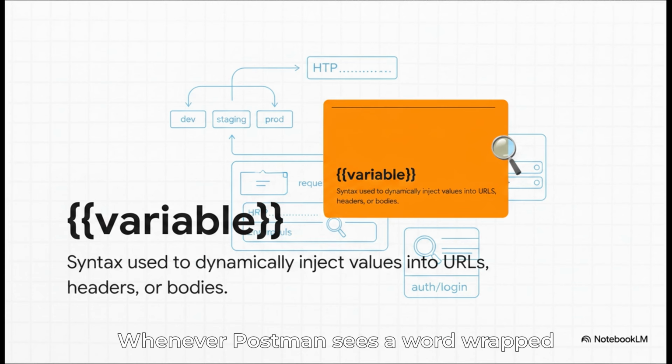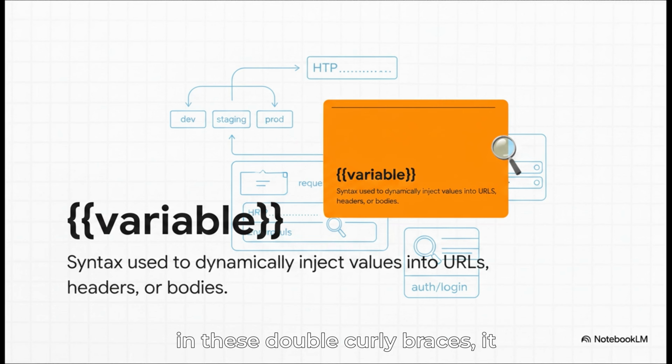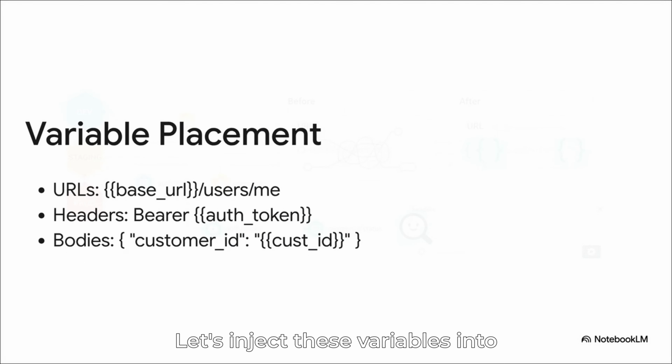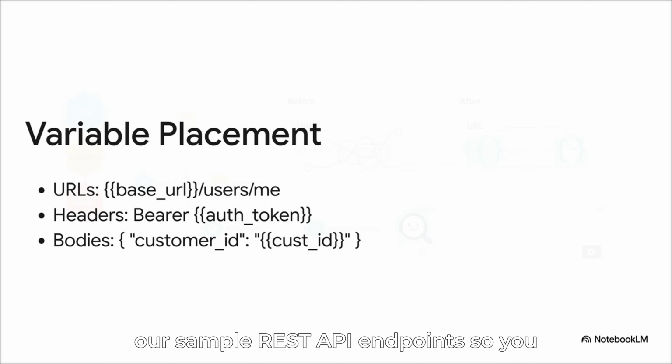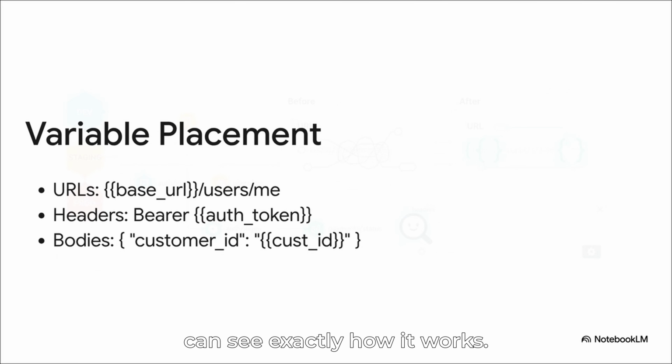Whenever Postman sees a word wrapped in these double curly braces, it basically pauses, looks at your currently active environment, finds the matching variable name, and injects that current value right into the string right before it sends the HTTP request. Let's inject these variables into our sample REST API endpoints so you can see exactly how it works.